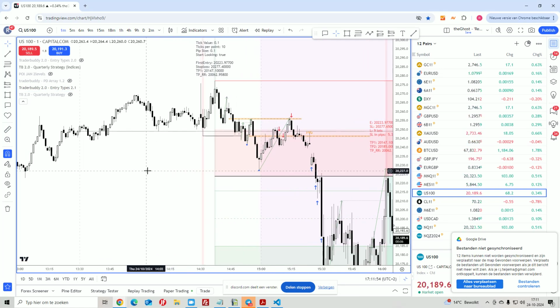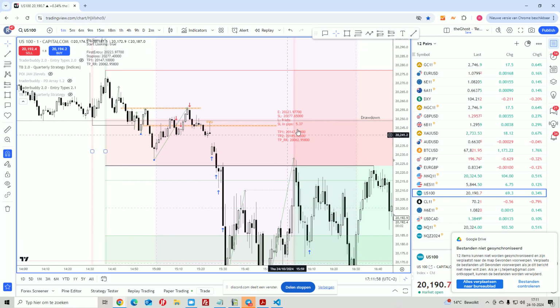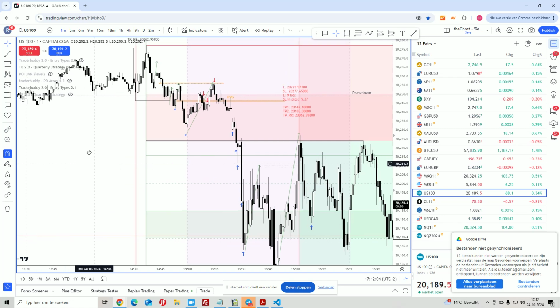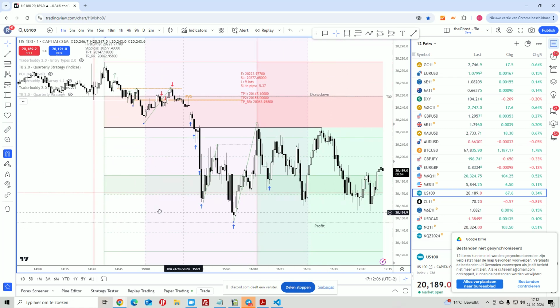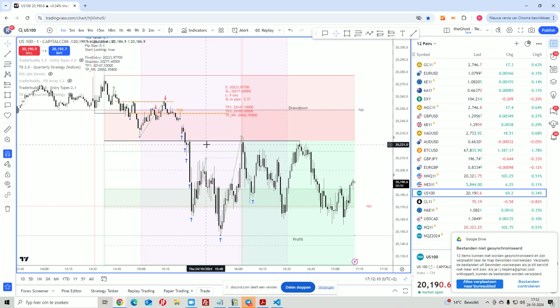So, again, we know, this is what I was looking for. And why does it show it now? I have no idea, but okay. This is what the indicator does.